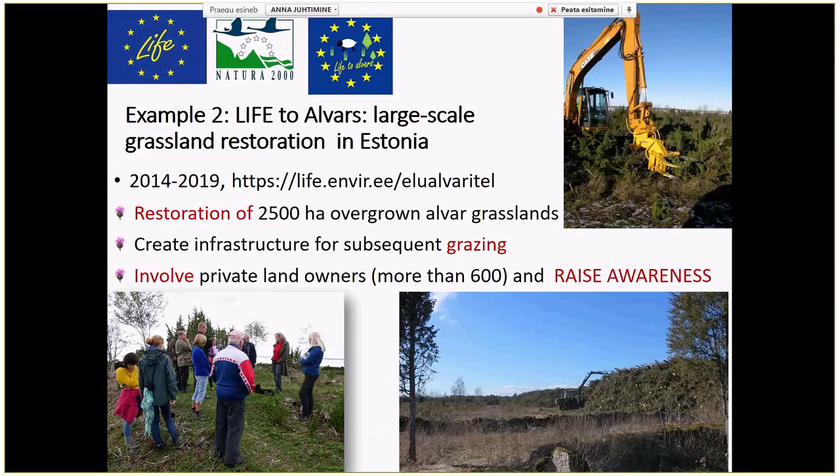Another example of use of historical landscape structure comes from our very large-scale grassland habitat restoration project called Life to Alvars, that we are just finishing right now. We have restored 2,500 hectares of overgrown calcareous alvar grasslands, have created infrastructure for grazing that is needed to keep these restored areas open, and we have involved more than 600 private landowners into these activities. So it's quite a big project.